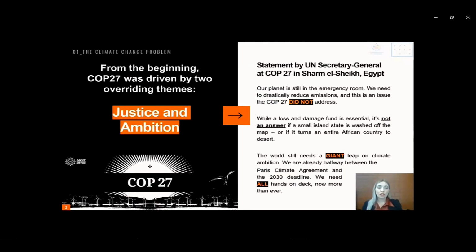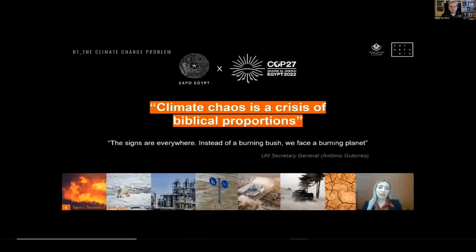As we know, COP27 was one of the most anticipated climate conferences to date, and from the beginning this conference has been driven by two overriding themes, namely justice and ambition. Justice for those on the front lines who did so little to cause the crisis, and ambition to keep the 1.5-degree limit alive.